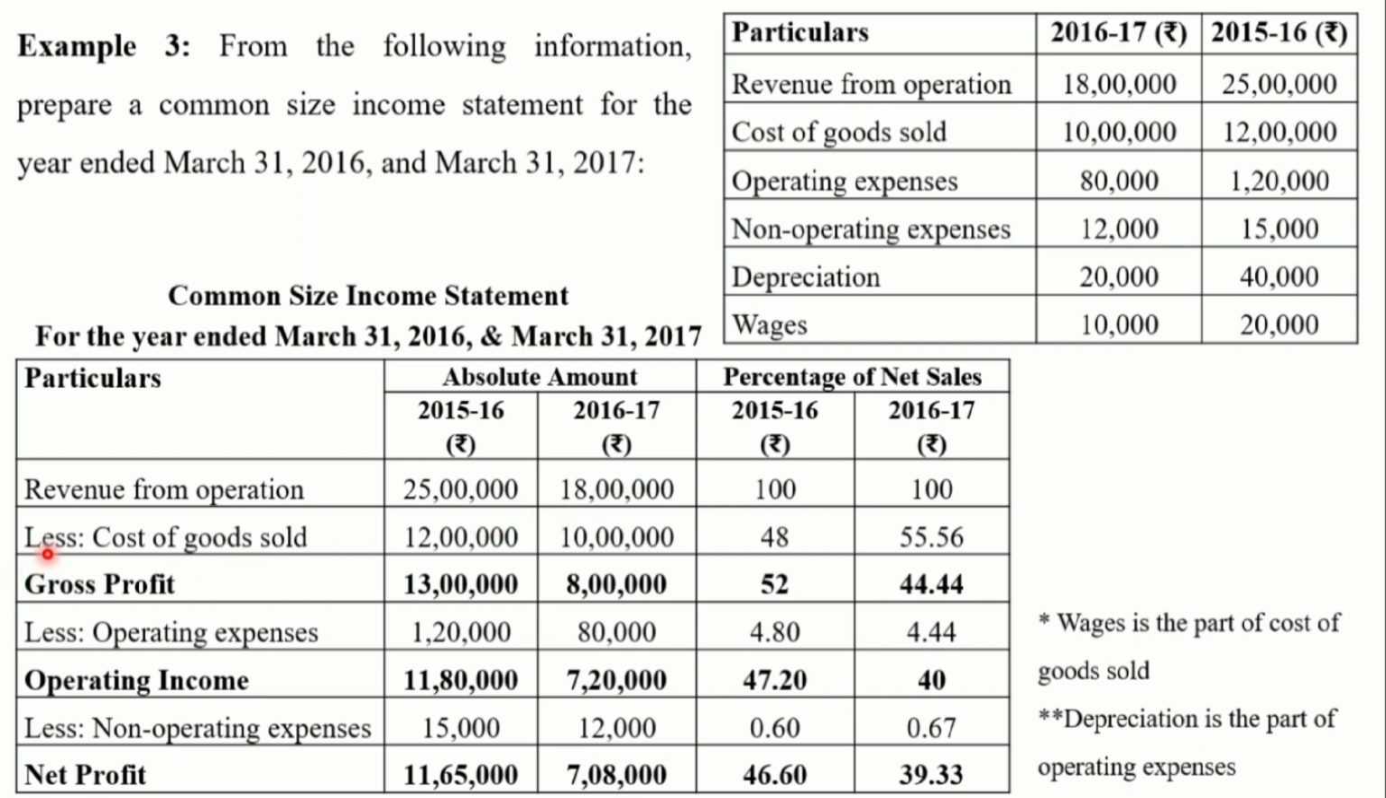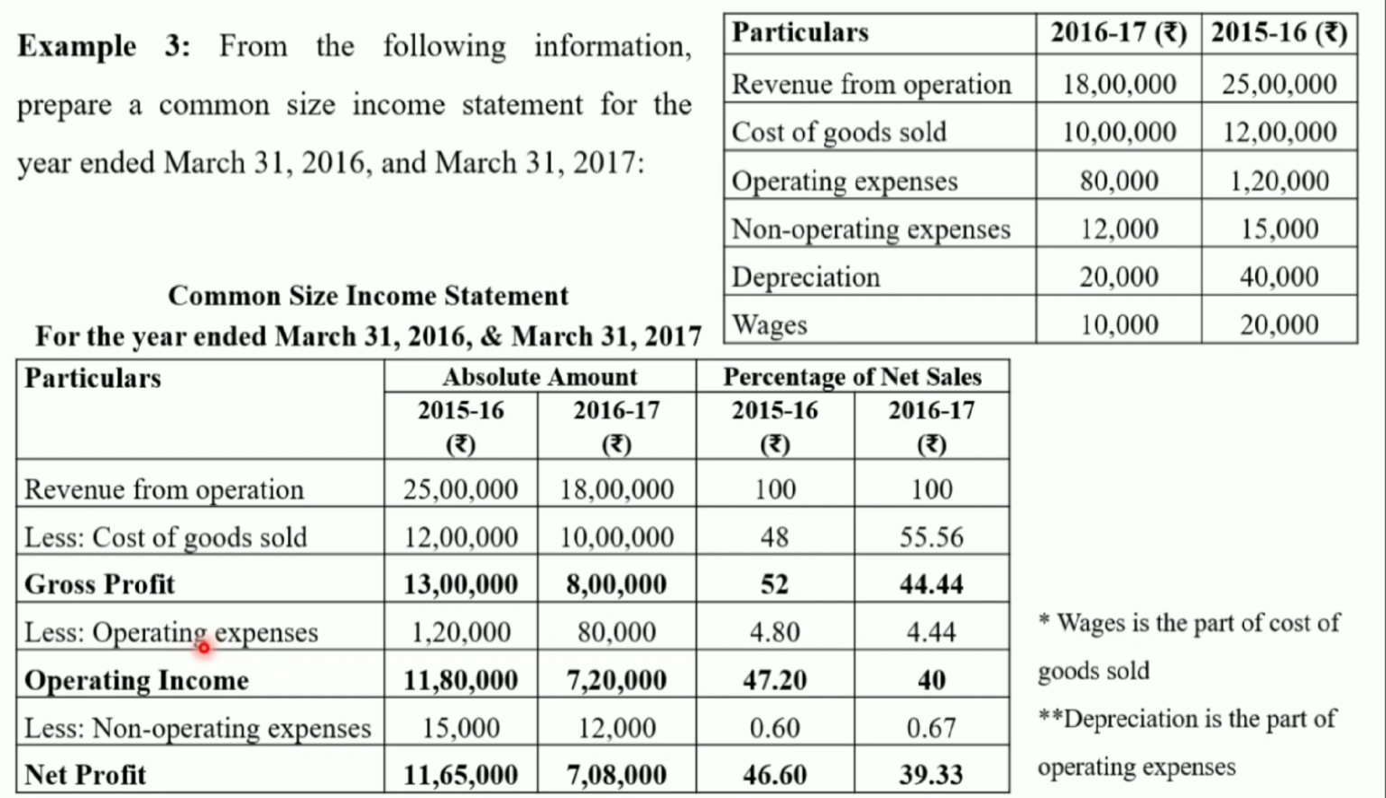Then we have to subtract the cost of goods sold. Then we will get the gross profit. Cost of goods sold for 15-16 is 12 lakh, 16-17 is 10 lakh. By subtracting the cost of goods sold from the revenue from operations, we will get the gross profit. Gross profit for the year 15-16 is 13 lakh and 16-17 is 8 lakh.